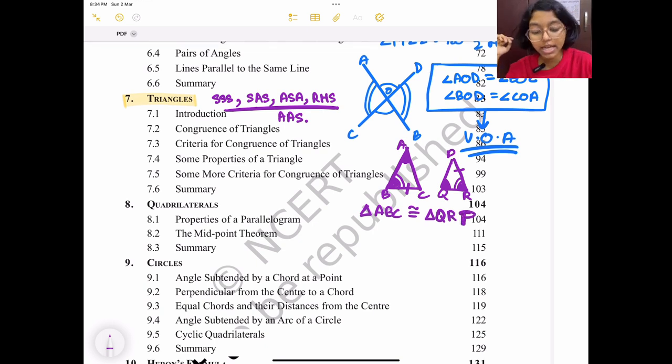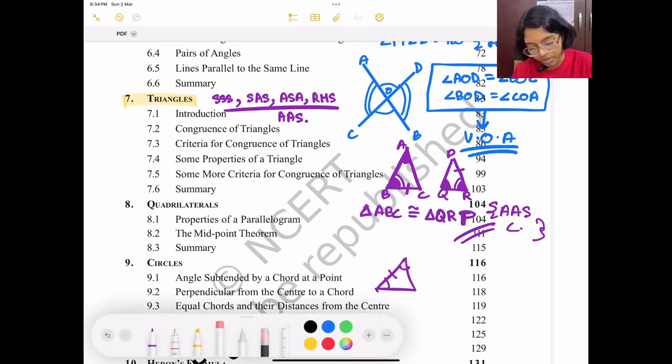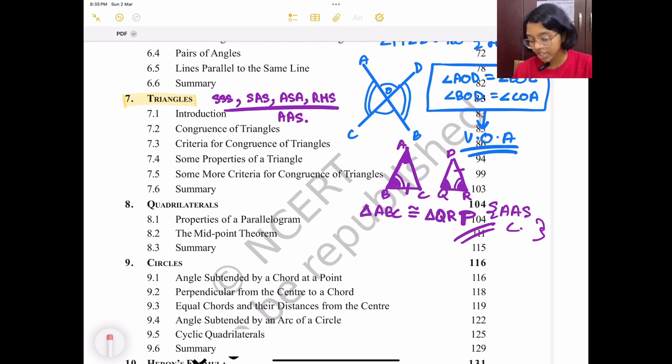QRP. Okay, this is because of the AAS congruence rule. So you can see here two angles are equal and a non-included side. If it was this angle and this side, then this would be the ASA congruence rule. But since it's not the included side, this is the AAS congruence rule. Clear? Okay, now let's move on. So this was triangles.